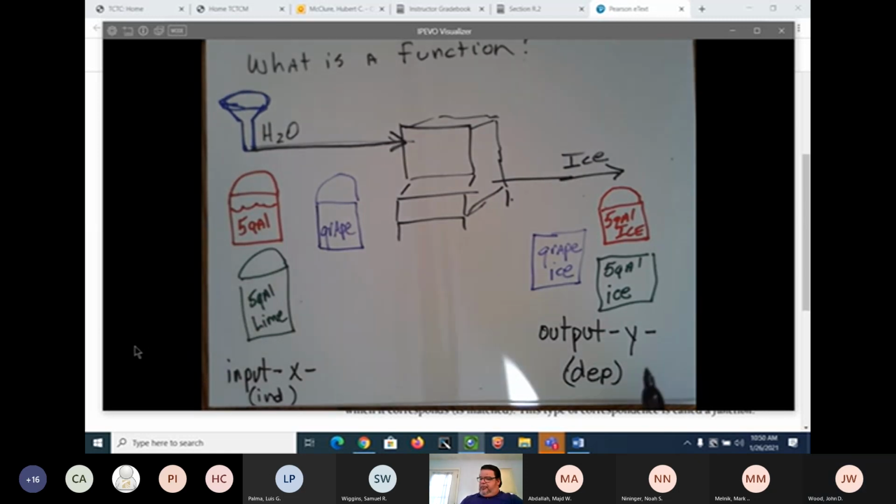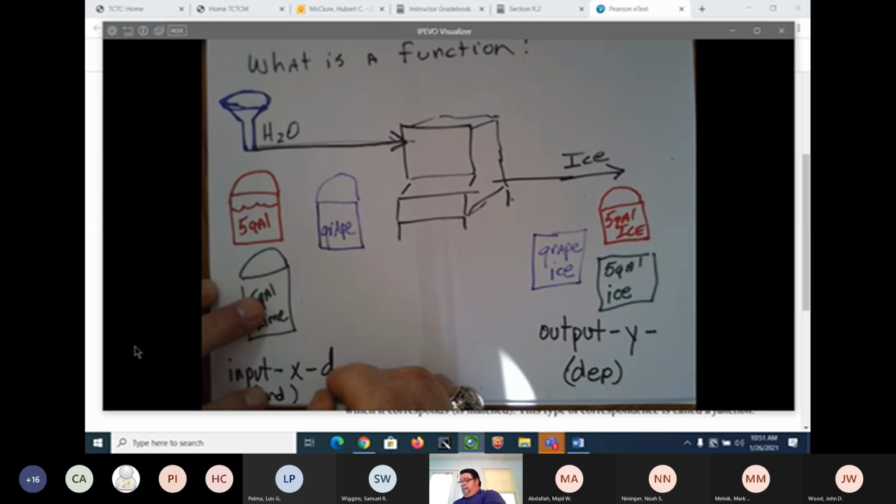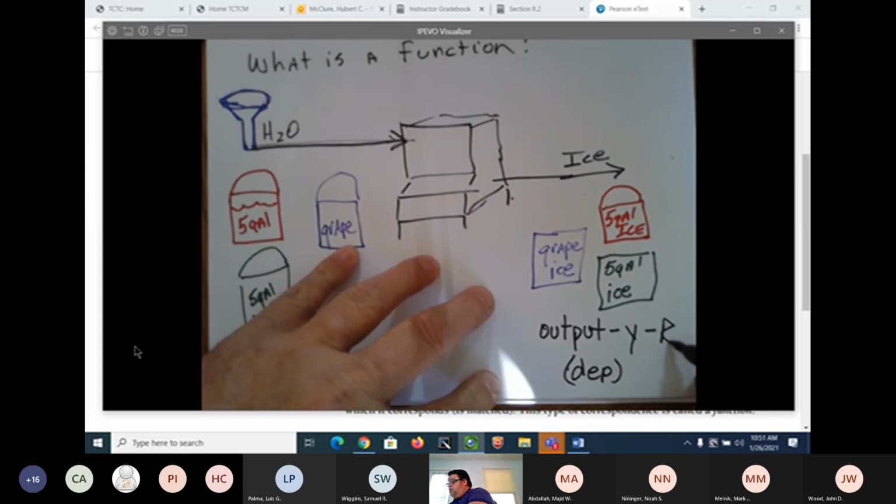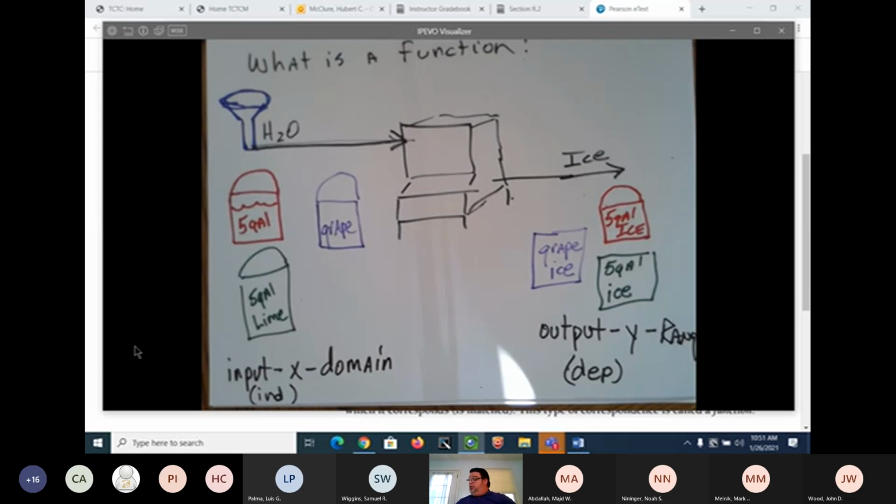One more thing. Somebody give me the D and the R word. Anybody? I gave you a hint. One starts with D and the other with R. Domain and range. Domain and range. Will this range ever exceed this domain? Yes or no?